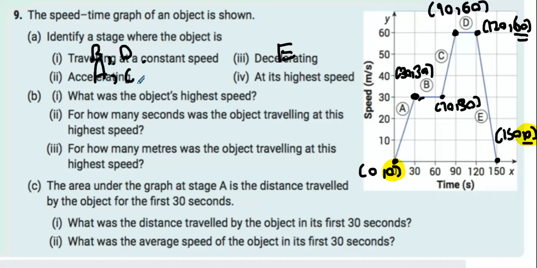At its highest speed? D. That's where you max out at 60 meters per second, isn't it? You don't go any further. All right? So that'd be D. Let's keep going. What was the object's highest speed?